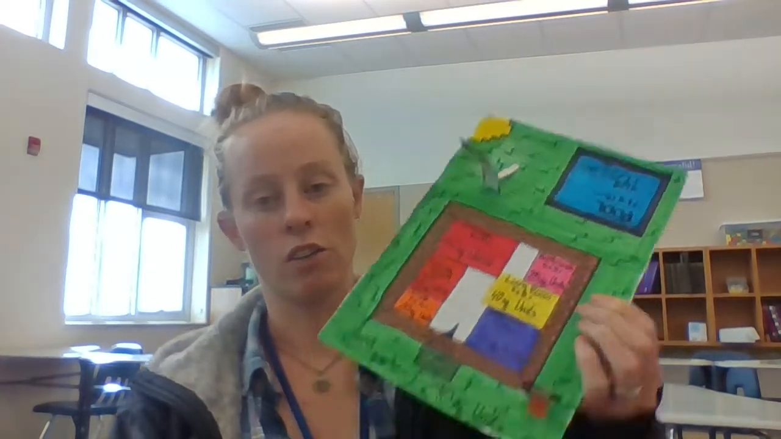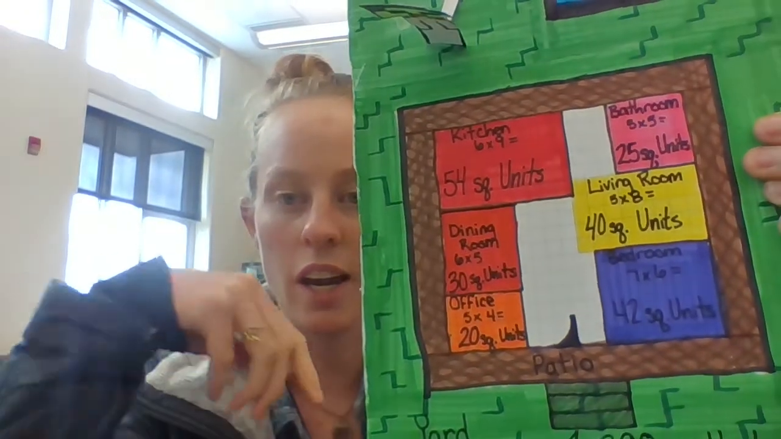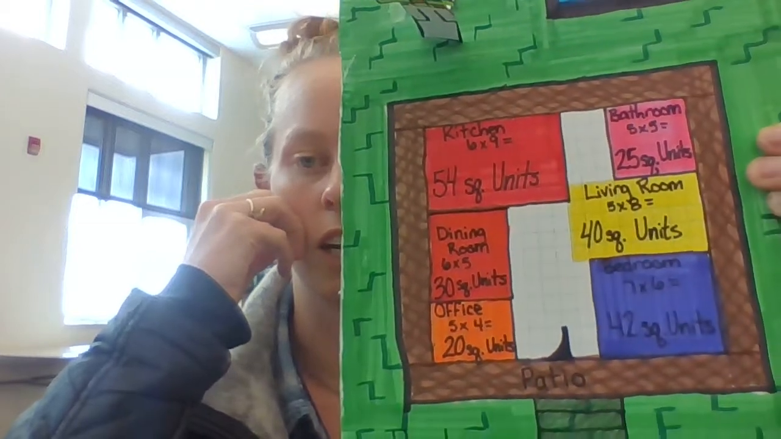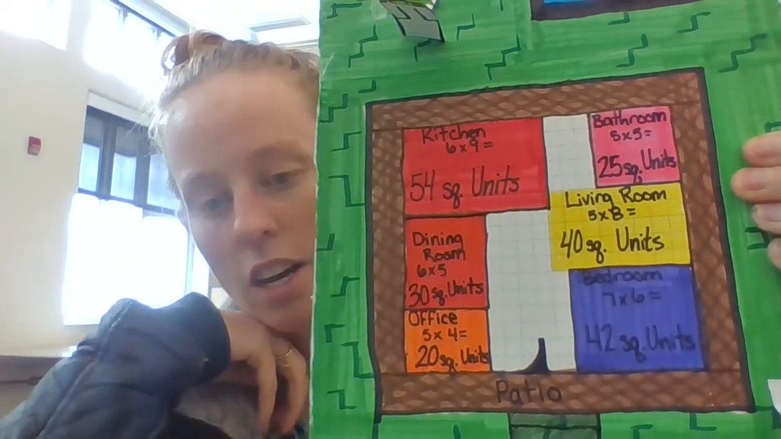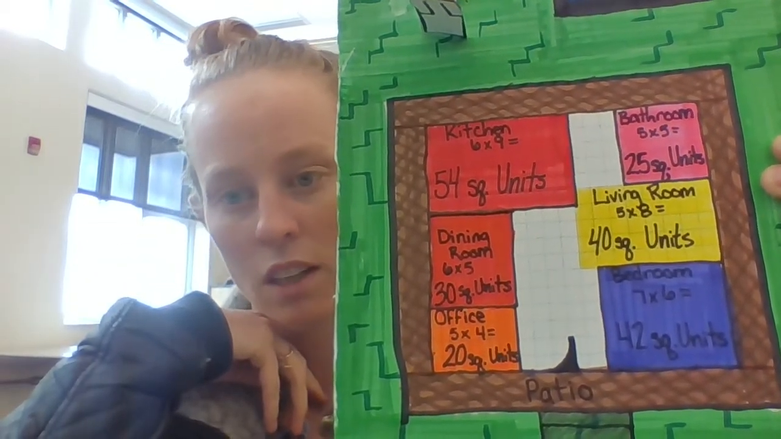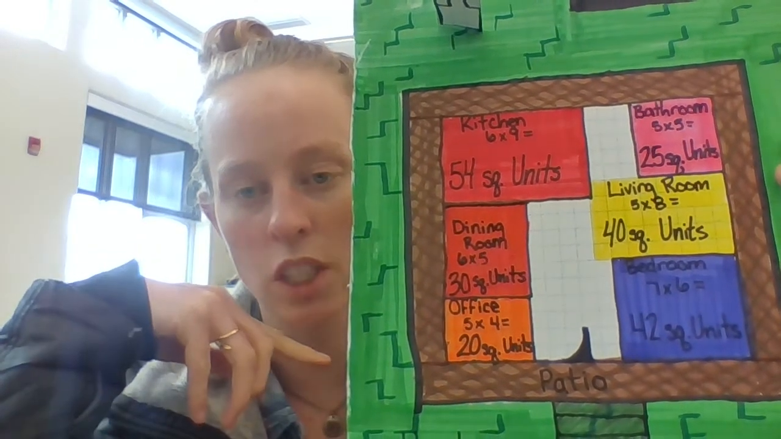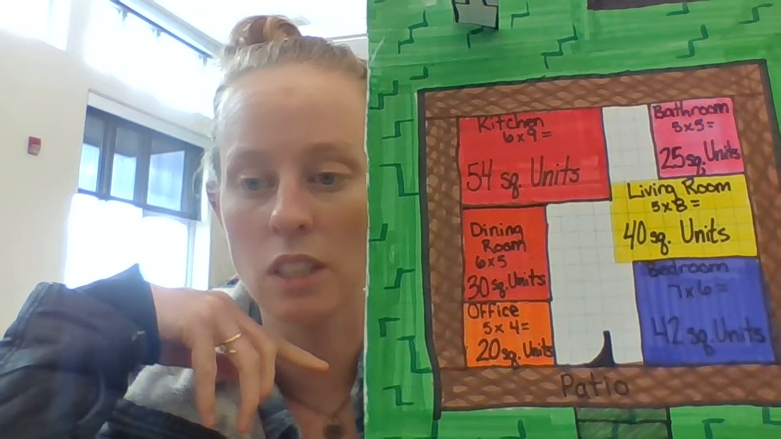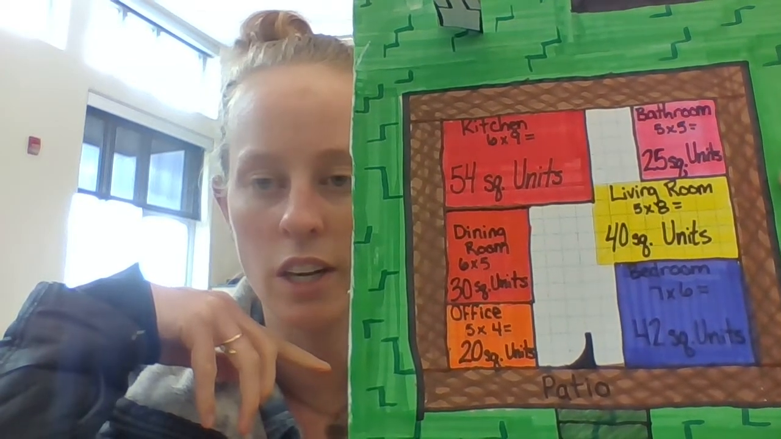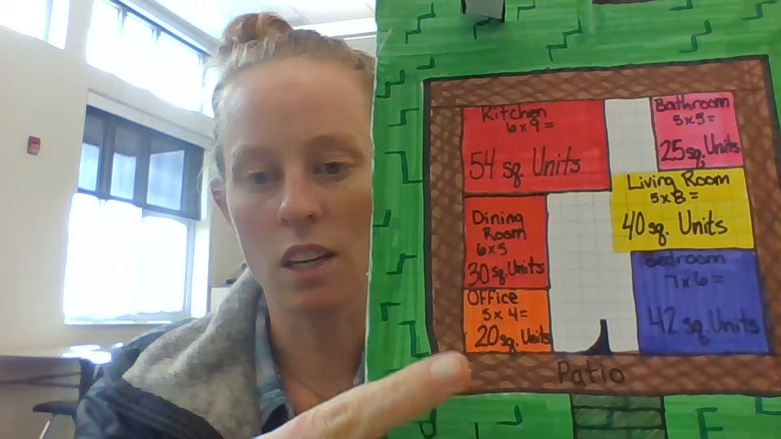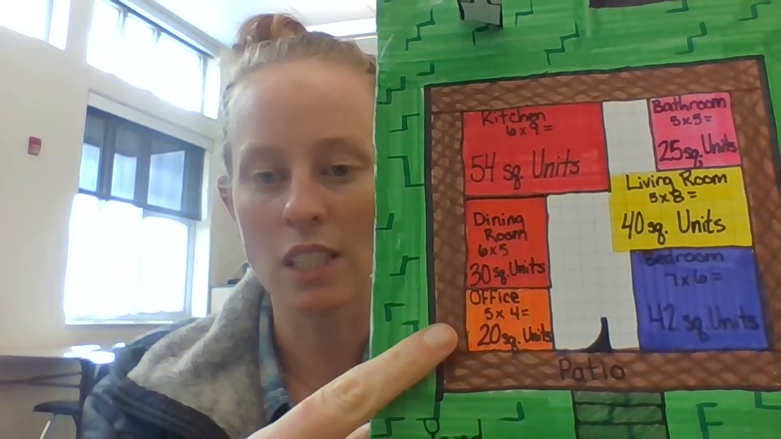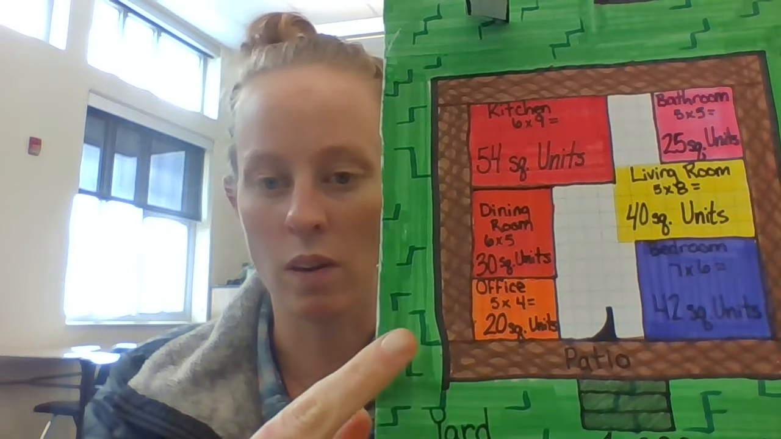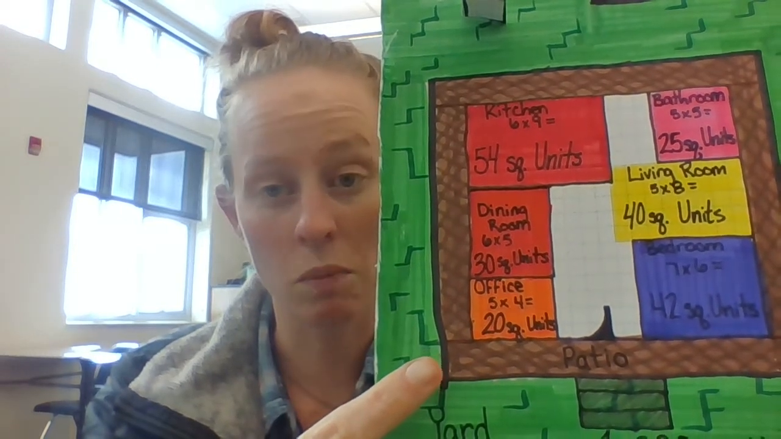Now, your next step was to make a floor plan for the house that your monster is living in. Here's my floor plan. I have some bedrooms, kitchens, dining rooms. I made it nice and colorful because that's going to help Miss Gallagher grade this later on. In each one of these, I wrote the entire equation out. I have 5 times 4 equals 20 square units for my office.